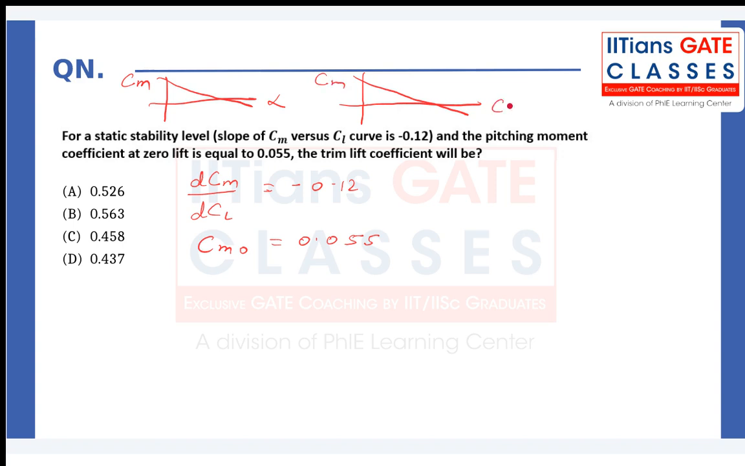It will follow the same pattern, right? So in this question, they have asked you to use the properties of your CM versus CL curve to get the trim lift coefficient. Just take a few minutes to try and solve this, and then we'll solve it together. They've asked you to find out CL trim. At trim, remember that the sum of the forces and the sum of the moments are zero. Trim is the equilibrium condition.